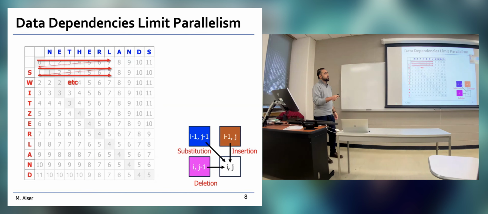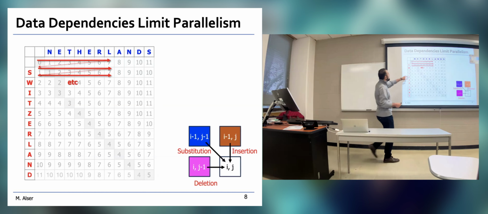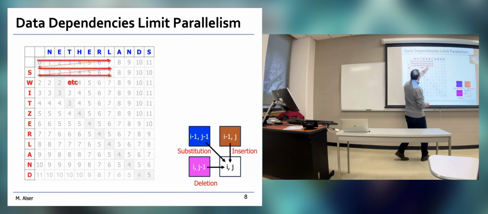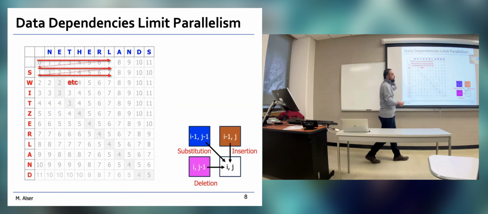Why? Because any given cell in this row requires these 2 cells to be pre-computed, right? And this one is in the same row, so it's fine. But the problem is with these 2, this and this. To calculate this, I should have these 2 ready. And that's why it requires me to go row-wise. So finish the first row, then the second row, then the third row, and so on. So I cannot parallelize the table computation and start calculating something here without calculating that first.